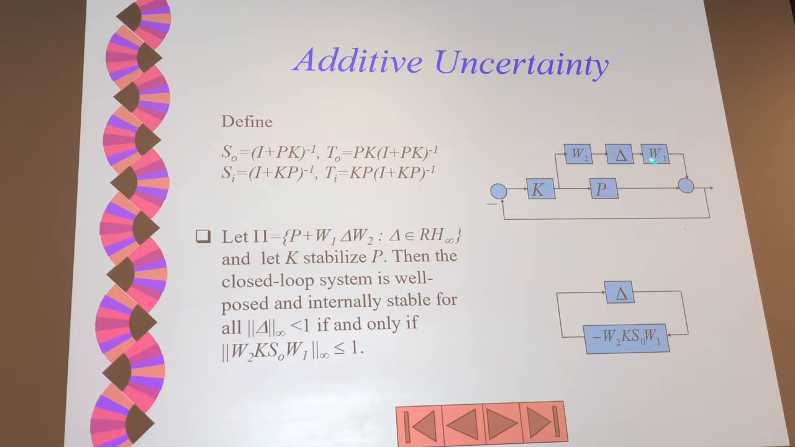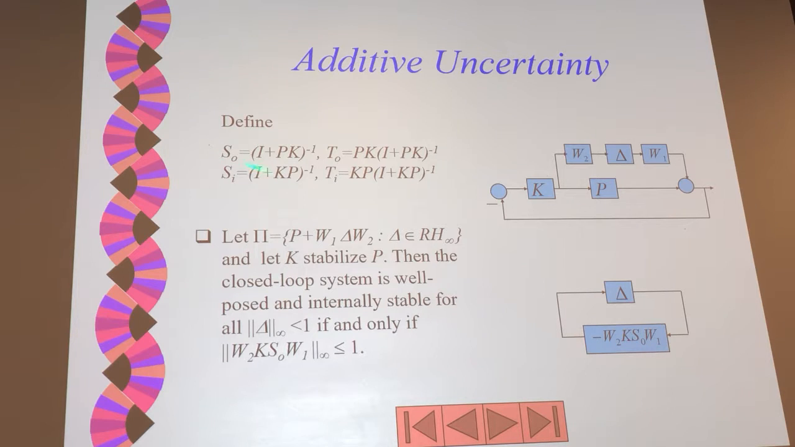So these are our known weighting filters, not only for scaling or normalization of the delta, but also to bring in your designer's requirements or put different emphasis on different frequency ranges: high frequency, low frequency, high pass, low pass, and so on and so forth. And these are the sensitivity transfer functions: output, input, and the complementary sensitivity function. I think we know that.